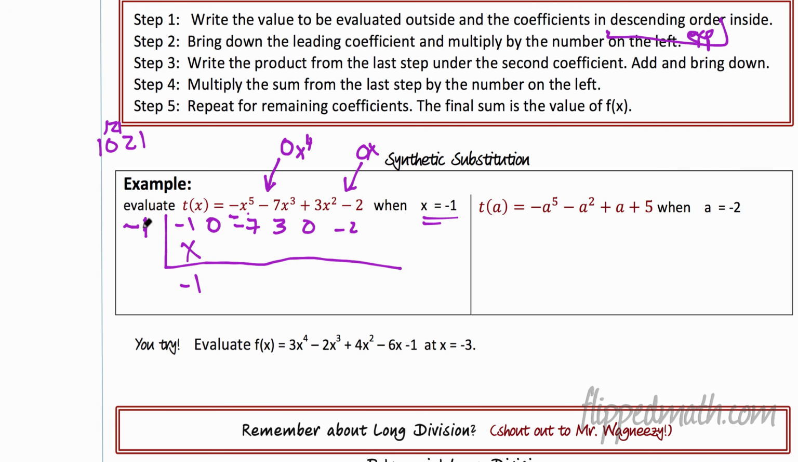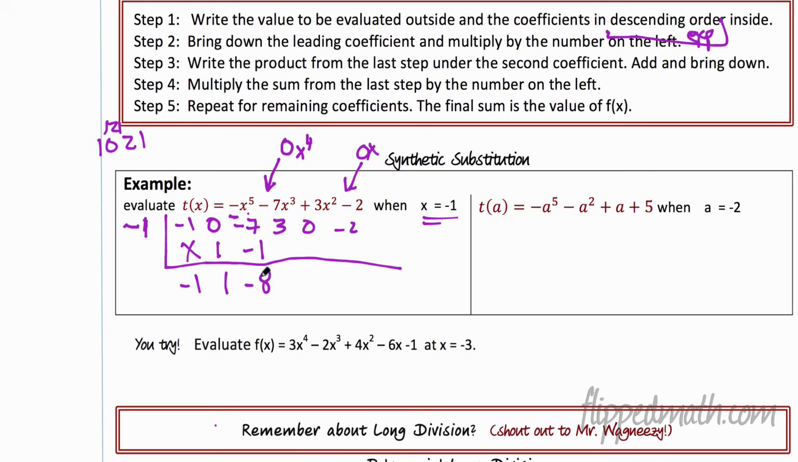Multiply -1, this number out here, times -1. That is a positive one. That goes under that number right there. Then you add going down. So 0 plus 1 is 1. Then you multiply. You get a -1. Then you add. So once you get these steps down, multiply.